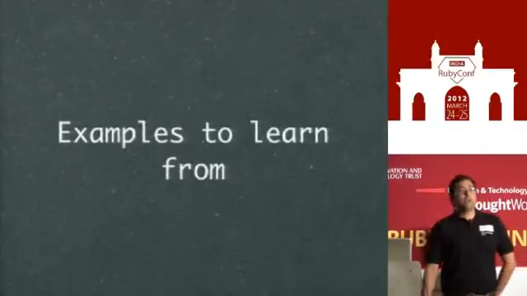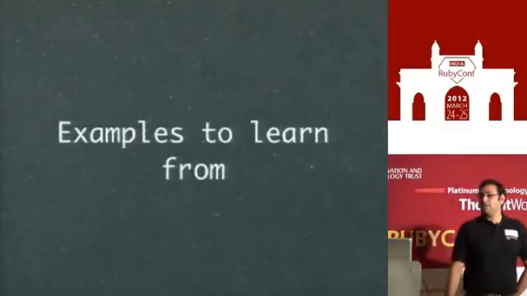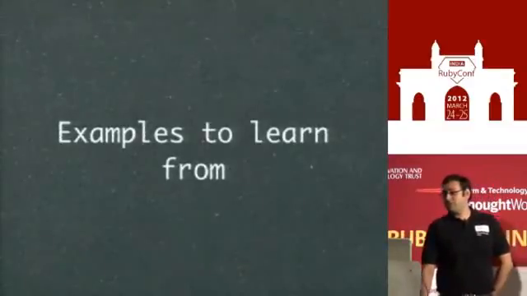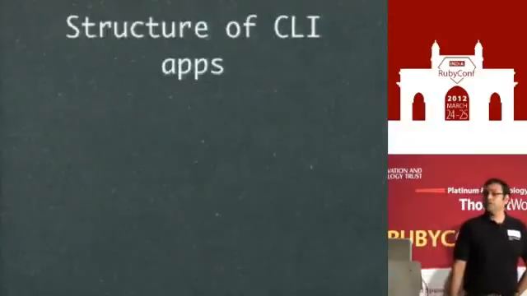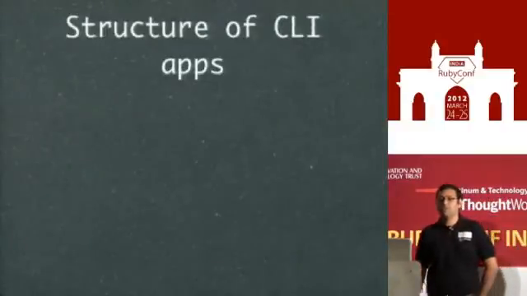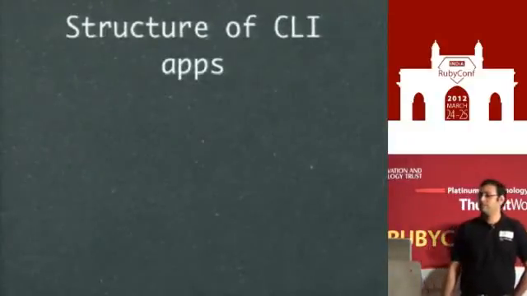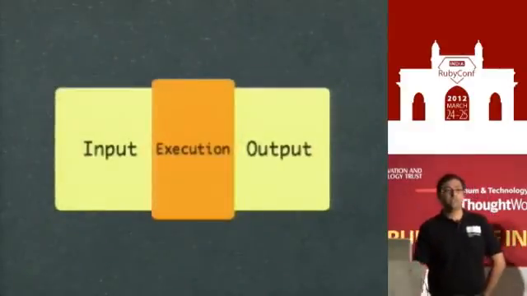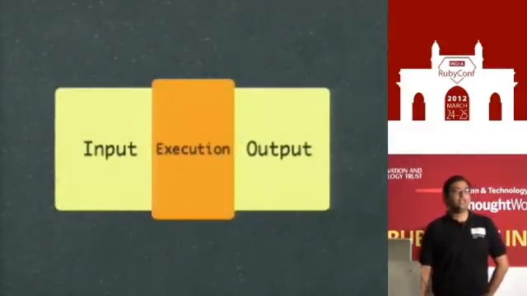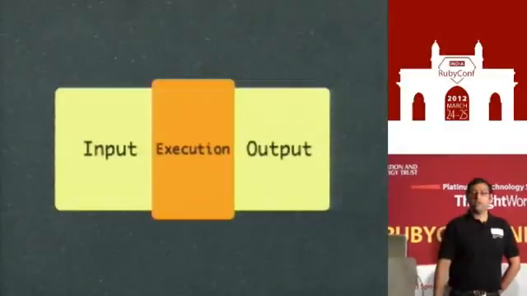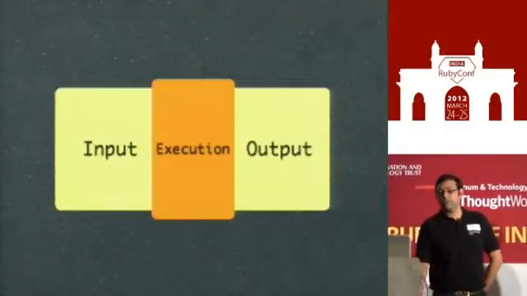And also we all love Ruby, so we try to write all the apps in Ruby. So moving on, what's the structure of a CLI app? It's pretty much the same as any other app. You take input, there is an execution of the module, and then you display output to the user.